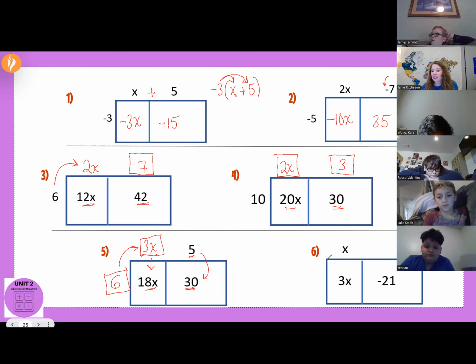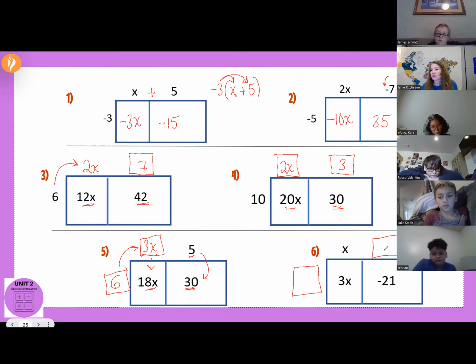All right, what about this one? Do we know what goes in either? Hold on, Nevaeh. I know you're so smart and you're doing this so quickly. I want to see if someone else can come up with the answer. Okay, sweetie?